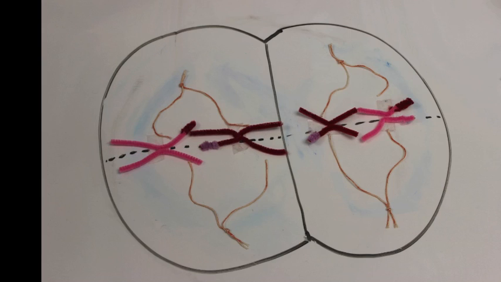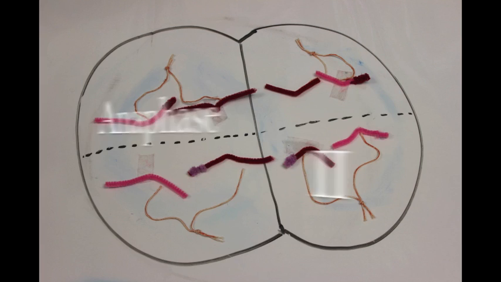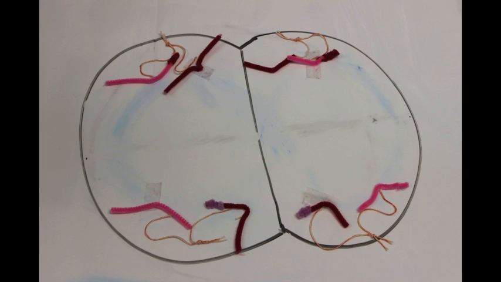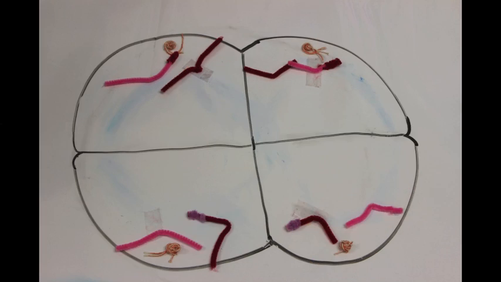Then, the spindle fibers produced in prophase 2 attach to the centromeres of the sister chromatids. In anaphase 2, the centromeres split to become individual chromosomes, and the spindle fibers pull chromatids towards opposite poles of the cell. Random orientation means that the chromatids are not pulled in any particular direction.